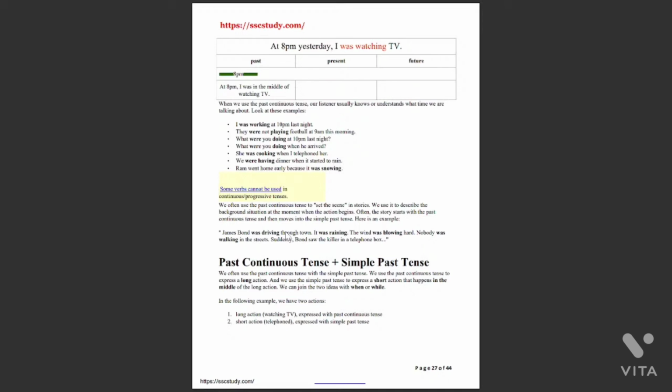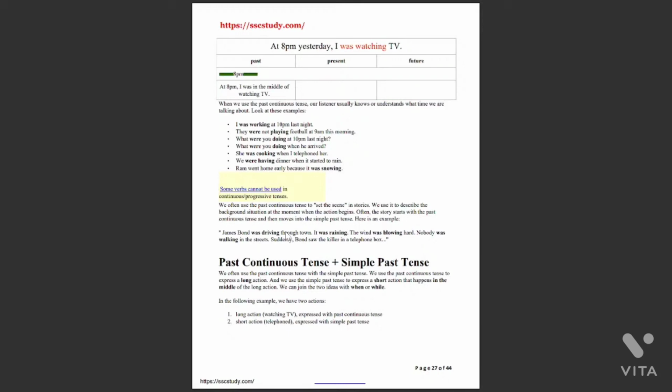That is a past tense. At 8 p.m., at a particular time, I was in the middle of watching TV. So when we use the past continuous tense, listeners usually know or understand what time we are talking about. That is the reason. I was working at 10 p.m. last night.